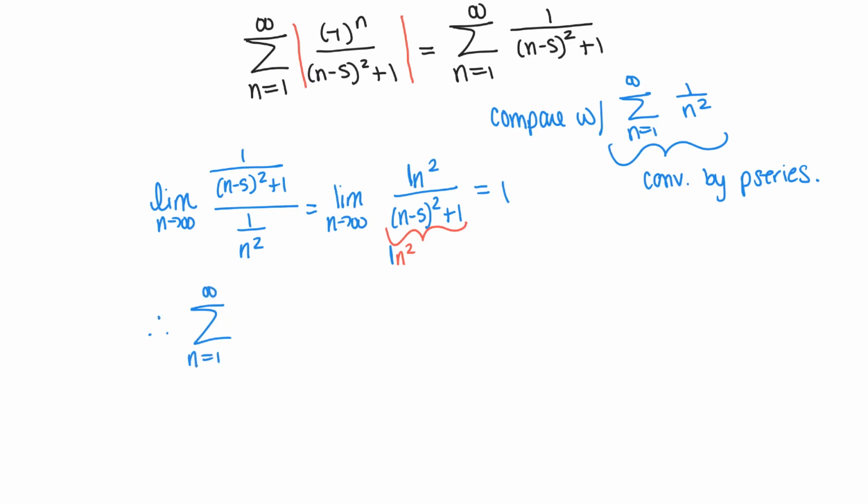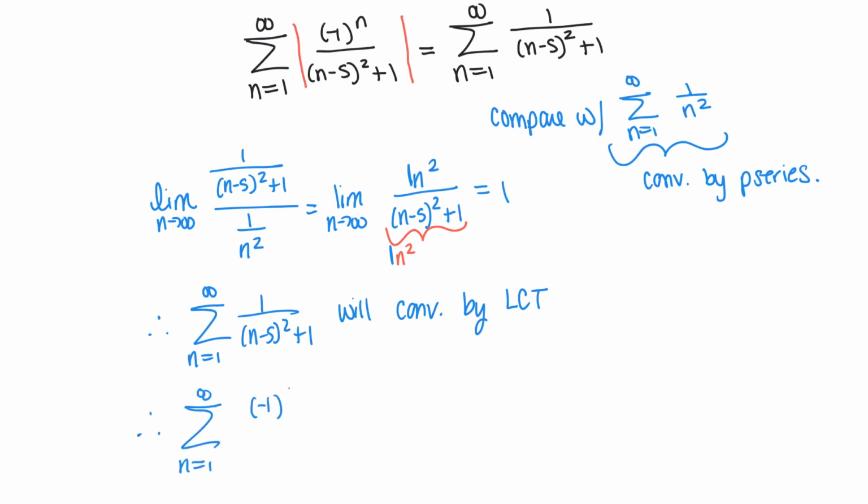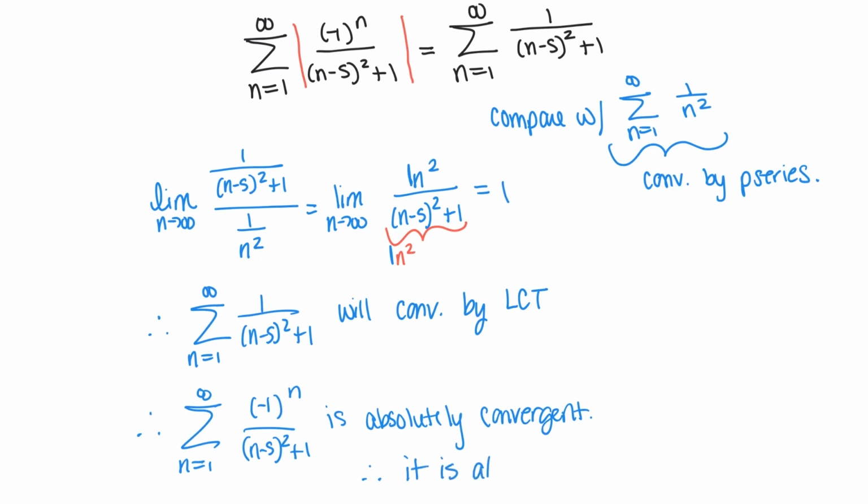Therefore, I know the sum from 1 to infinity of 1 over n minus 5 squared plus 1 will converge by the LCT. And since I've proven that, I know that the sum from n equals 1 to infinity of negative 1 to the n all over n minus 5 squared plus 1 is absolutely convergent. Meaning, I can also say, and therefore, it is also convergent.